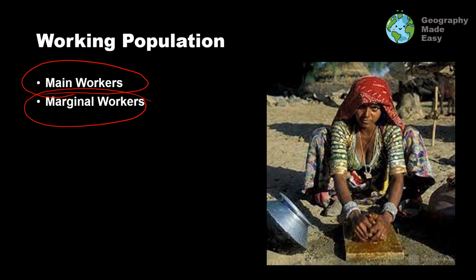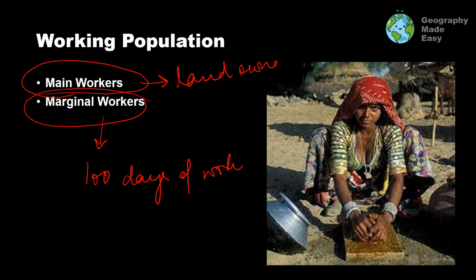So, if we look at the central government schemes which are going on, we have the 100 days of work. The 100 days of work are for the marginal workers. The main workers are the ones, usually those who are the landowners. They have work throughout the year.